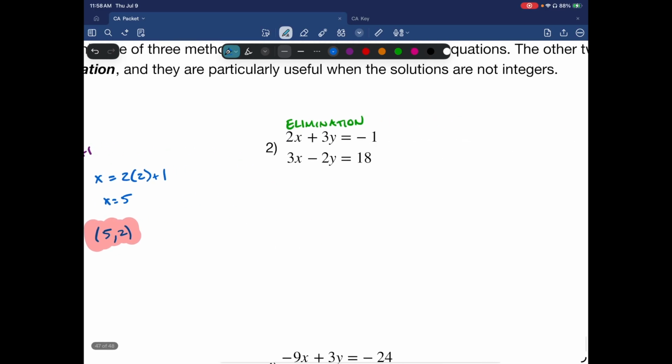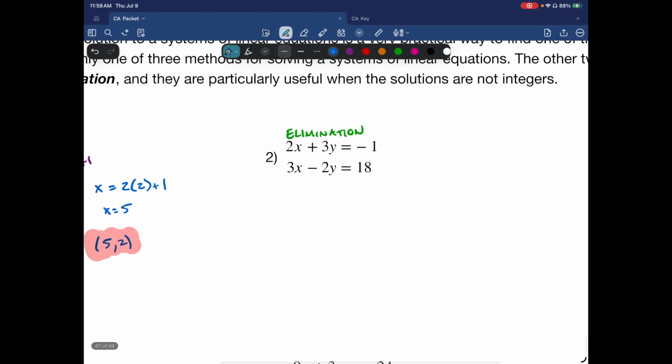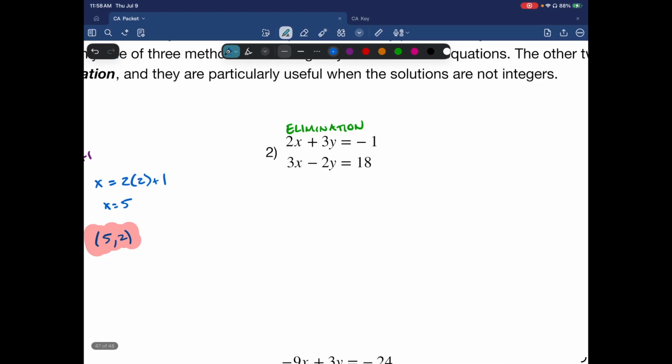Elimination. The whole point of elimination is I'm going to add my columns and get rid of a variable. As of right now, the only thing that makes sense is to get rid of the y's, but in order to do that, the signs are different, but the numbers are not. So I need to make the numbers the same. On the top, I'm going to multiply by 2, and on the bottom, I'll multiply by 3, so that I get 6 y's right there.